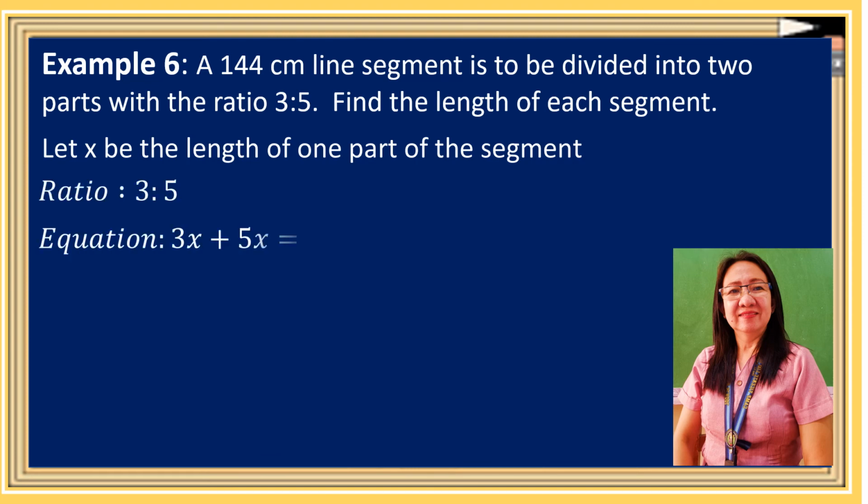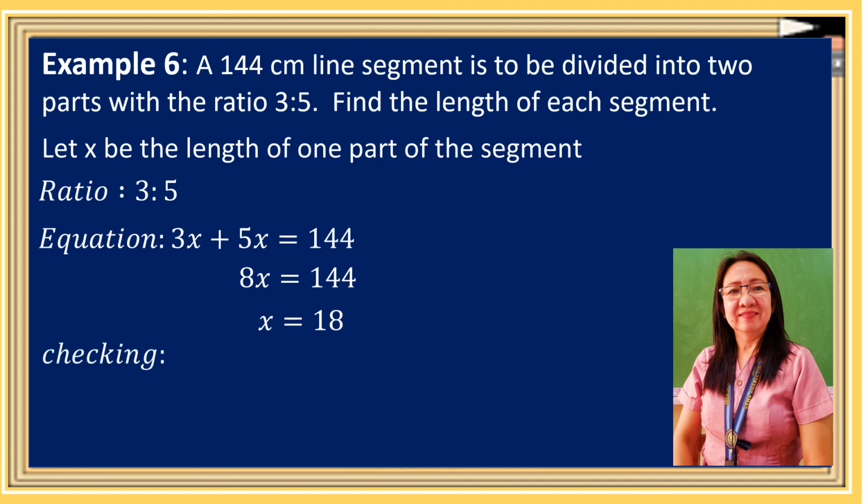So the equation is 3x plus 5x is equal to 144. Now combining 3x and 5x, that is 8x. Then divide both sides by 8, so the value of x is 18.